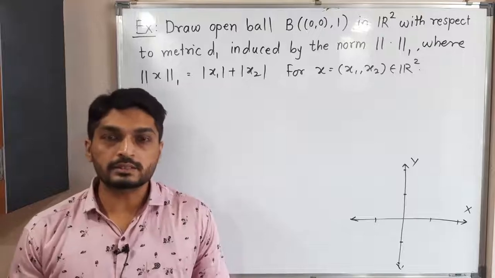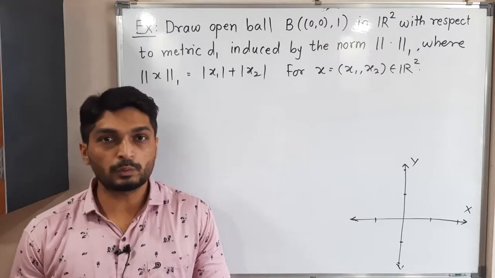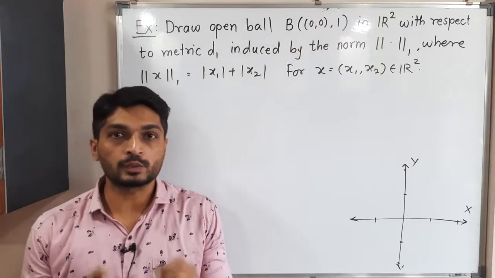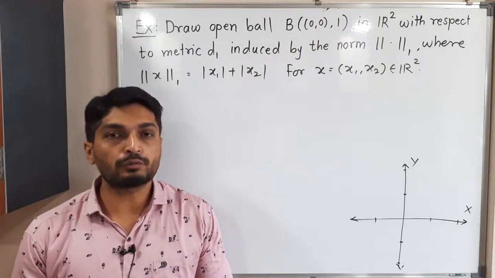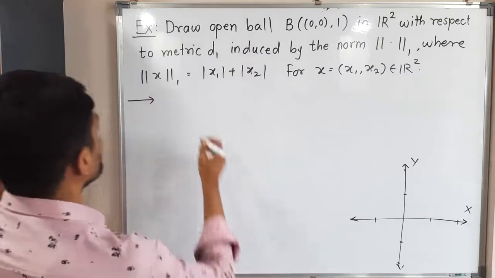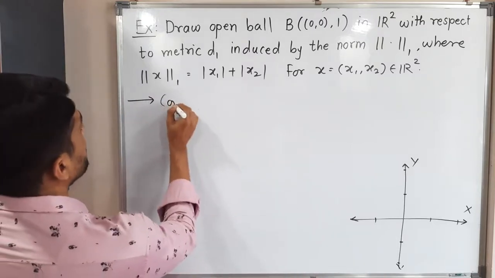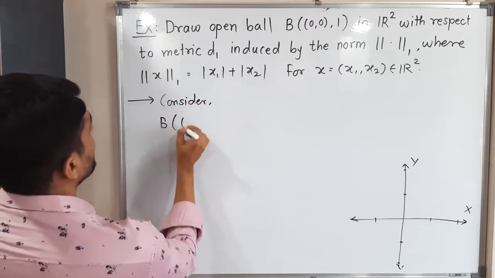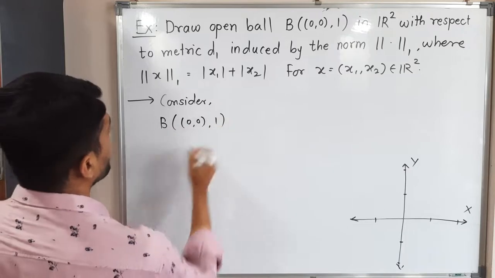Hey everyone, let us discuss this example. In this example, we have to find the open ball with center (0, 0) and radius 1. Definition of open ball we have already discussed. So let us find this open ball. Let us consider the open ball with center (0, 0) and radius 1.